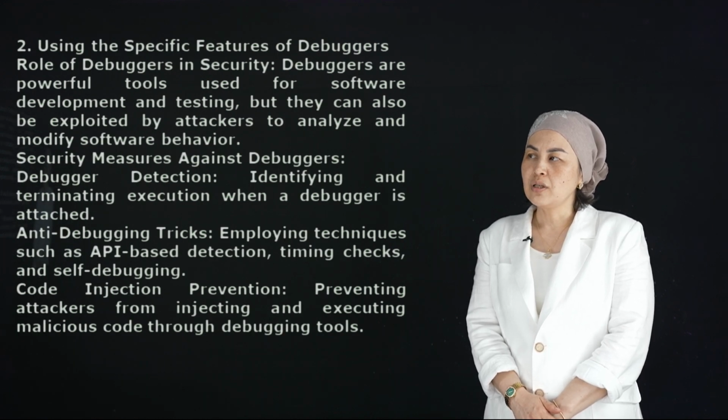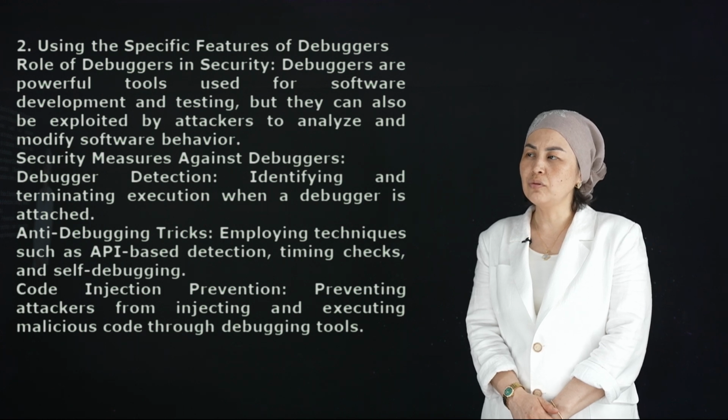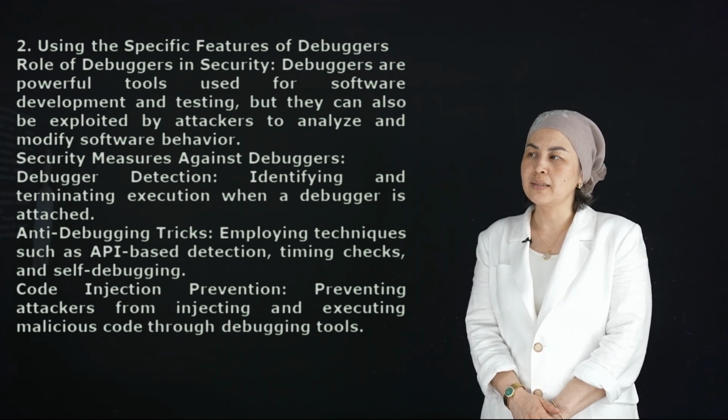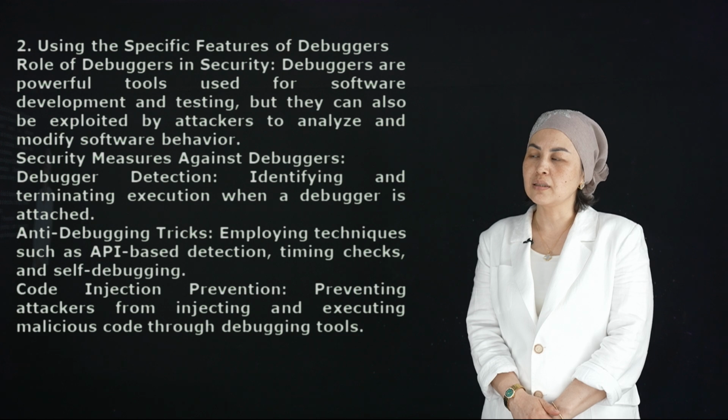The second question is about using the specific features of debuggers. So, the role of debuggers in security is the following. Debuggers are powerful tools used for software development and testing, but they can also be exploited by attackers to analyze and modify software behavior. Security measures against debuggers consist of debugger detection.